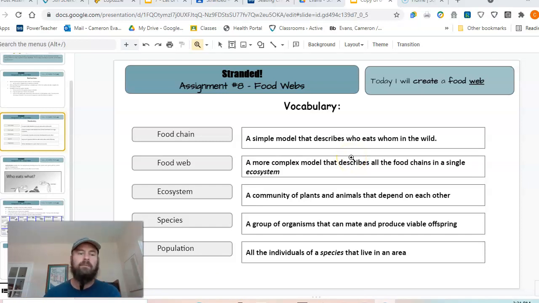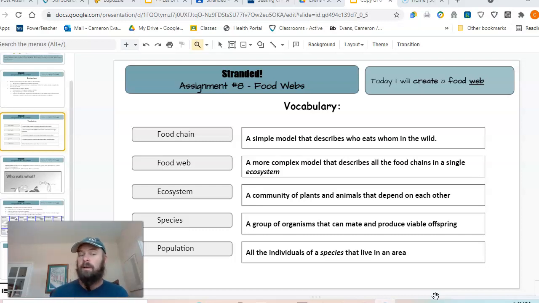And then lastly, we have population. When we talk about a population, it is all the individuals of a species in a given area. So if we say the population of Folsom, we automatically think of humans, but we actually are just talking about the population of humans in that area.